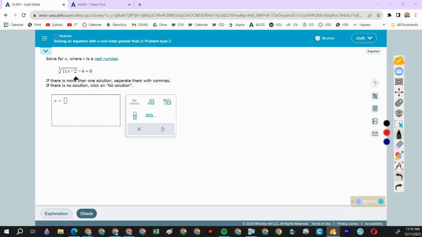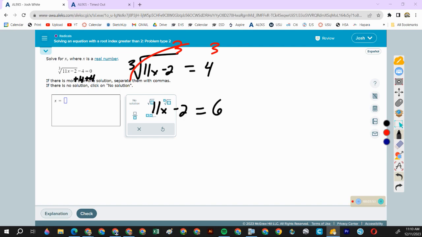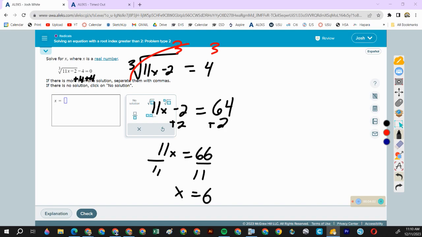So here we add 4. So the cubed root of 11x minus 2 equals 4. We cube both sides. 11x minus 2 equals 4 times 4 is 16 times 4, 64, plus 2. 11x equals 66. X equals 6.